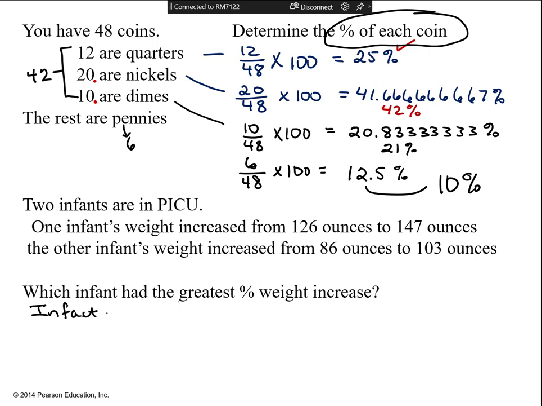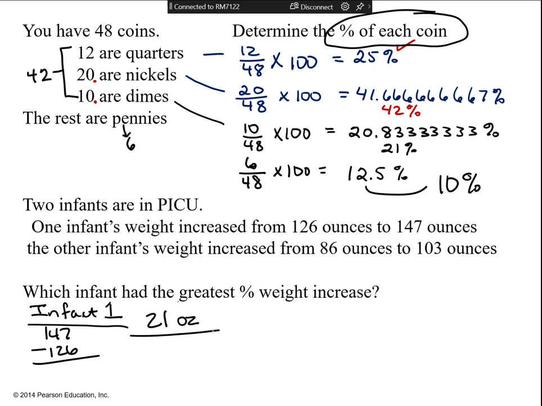Weight increase. How do I know the increase? Subtract. Okay, so I've got to subtract their initial weight from their final weight because they gained weight. So the percent increase, 147 minus 126, that is 21 ounces. So baby number 1 gained 21 ounces.